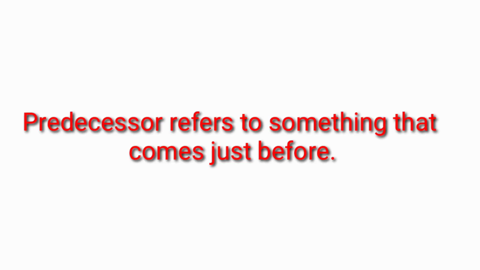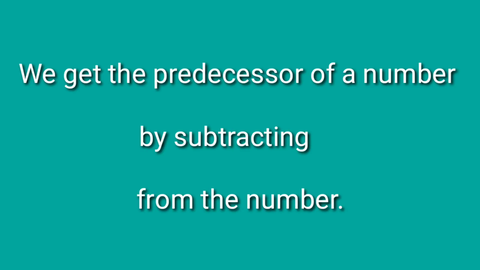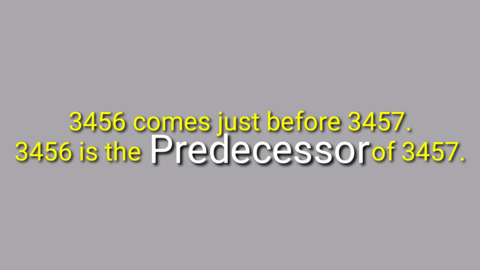Predecessor refers to something that comes just before. We get the predecessor of a number by subtracting from the number. Look here, 3456 comes just before 3457. Means 3456 is the predecessor of 3457. Okay, let us understand the predecessor with the help of some numbers.